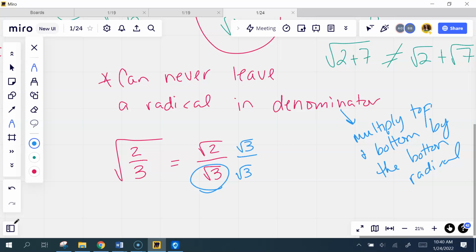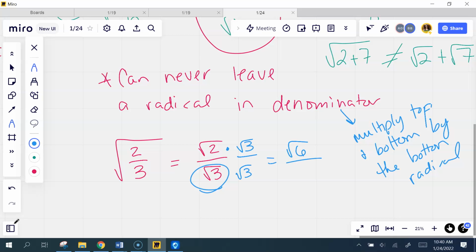Now, I can do this because what is the square root of 3 divided by the square root of 3? 1, right? Anything divided by itself is 1. What happens when you multiply something by 1? It equals itself. It stays the same. I'm not changing the value here, right? Now, what is the square root of 2? When I multiply fractions, I'm top times top and bottom times bottom. What is the square root of 2 times the square root of 3? The square root of 6. We just learned that property, right?